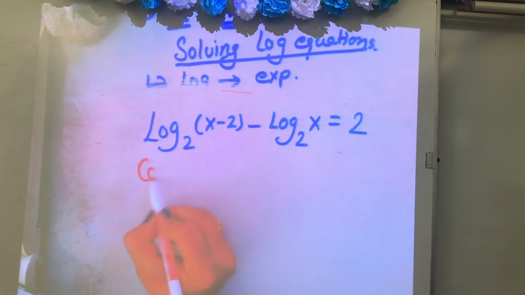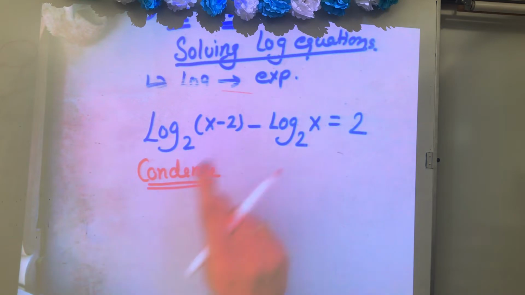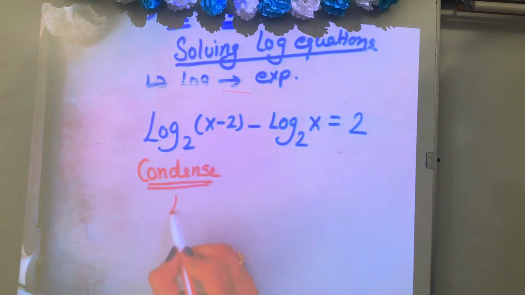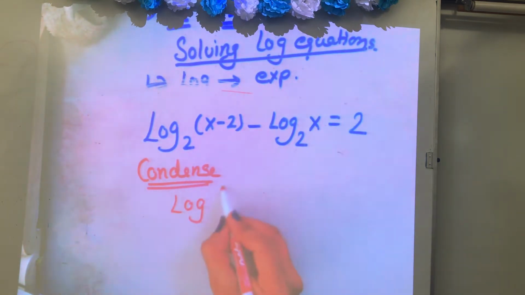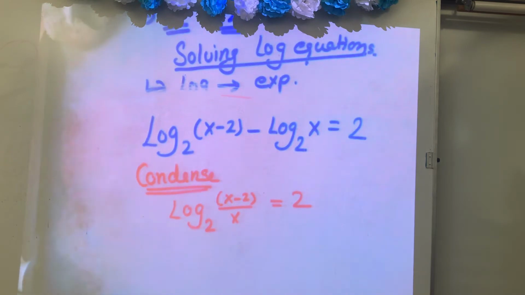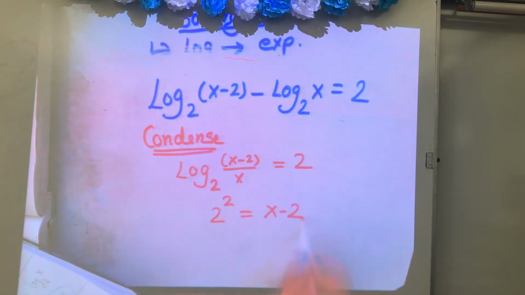You need to condense the function first. I hope you guys remember how to do this. Condensing means, based off these signs, you need to make it into a single log expression. So this becomes log, I see minus, so x minus 2 divided by x, and the base stays the same. It's equal to 2. Now the log is already by itself. Time to switch. I would bring down the base, which is 2, and swap: 2 squared is equal to x minus 2. Now this is just like a normal equation. So 2 squared is 4. It's equal to x minus 2. Solve for x. I would add 2.